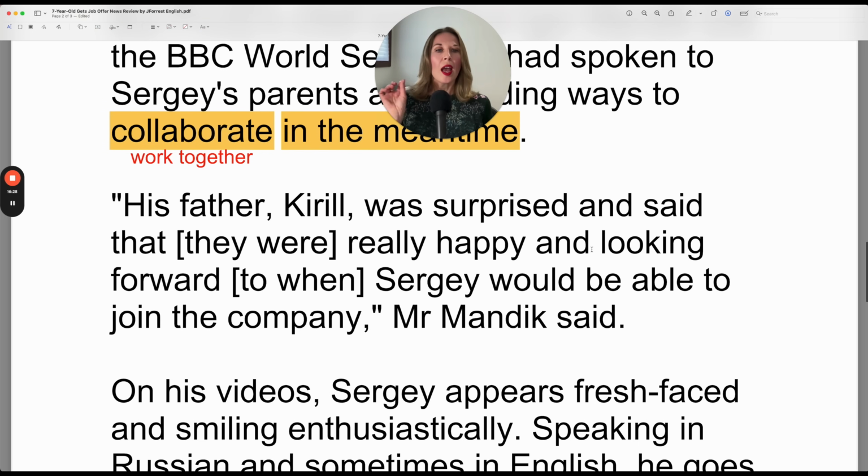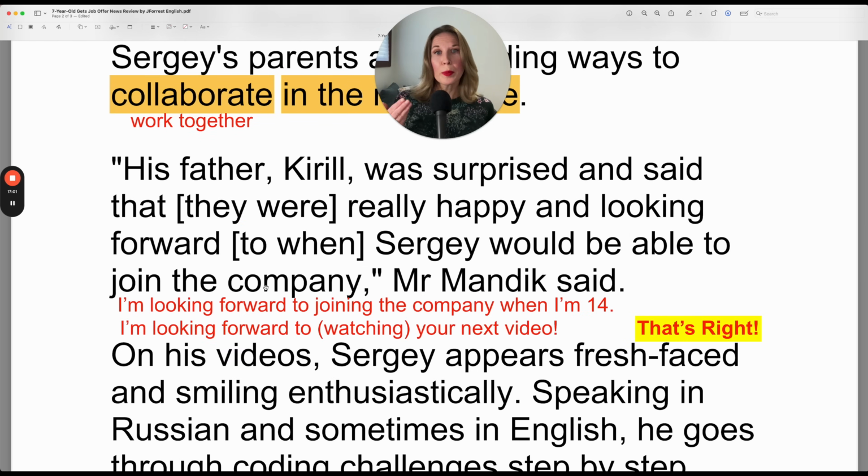Okay, so notice here, in "looking forward to," this preposition "to" belongs to the phrase "to look forward to something." In this case, the something is when Sergey would be able to join the company. This is the something. If you have a verb that follows, you need your verb in the -ing form, because this preposition belongs to the phrase, and we use the verb in -ing, the gerund, after prepositions. So with a verb, you could say, "I'm looking forward to joining the company when I'm 14."